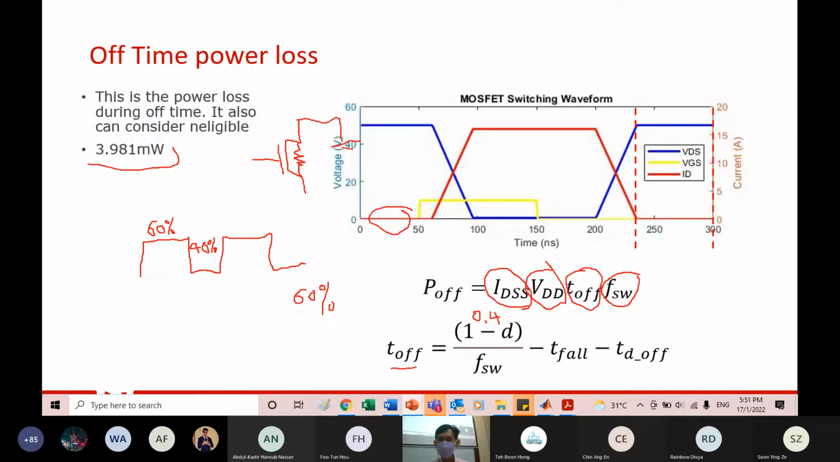Because you are connecting to a DC source, if this one is, let's say, 10 volt, then you will have 10 volt here. So when turned on, this resistance becomes very, very low, in milliohm. Your current will increase and the voltage drop across here will decrease. So they won't increase and decrease at the same time. This current and voltage are always complementary.